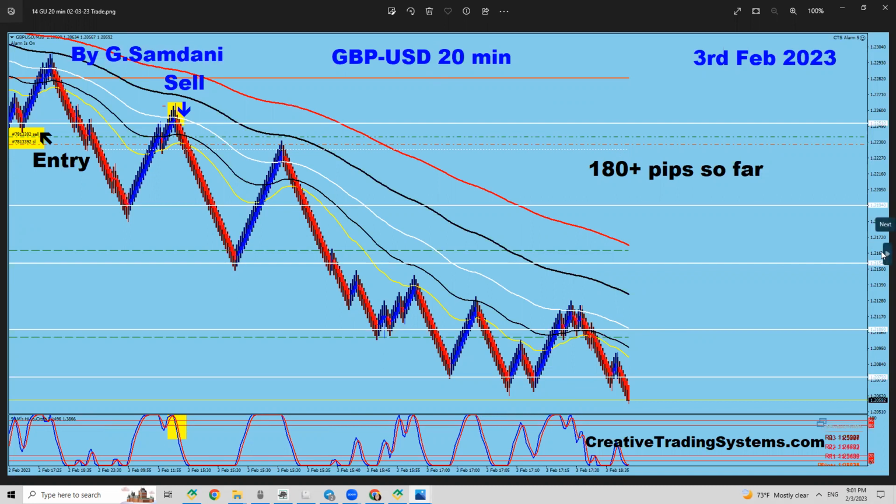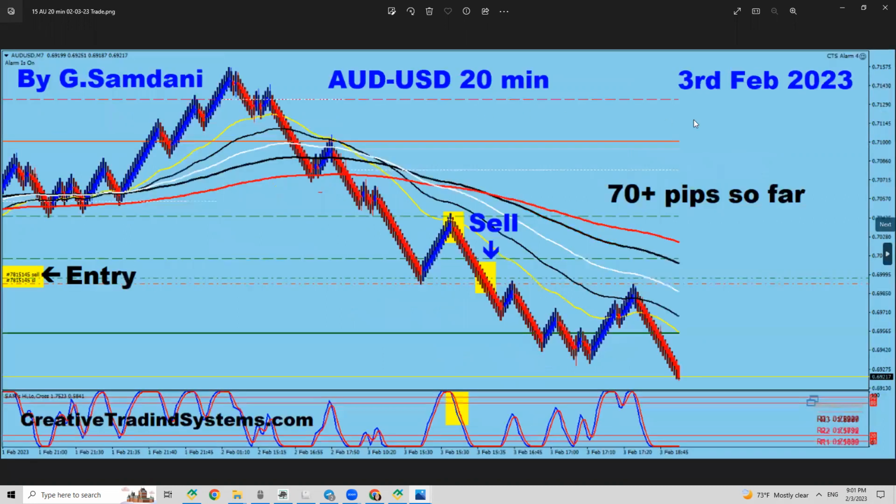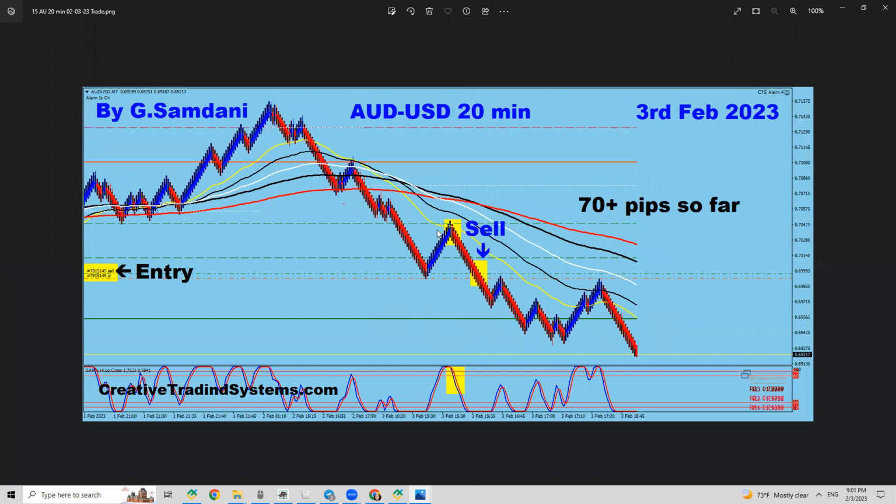What else I said? Newsy USD, I don't trade, and Aussie USD. Okay, Aussie USD on the 3rd, 70 pip. Not much, but something, right?